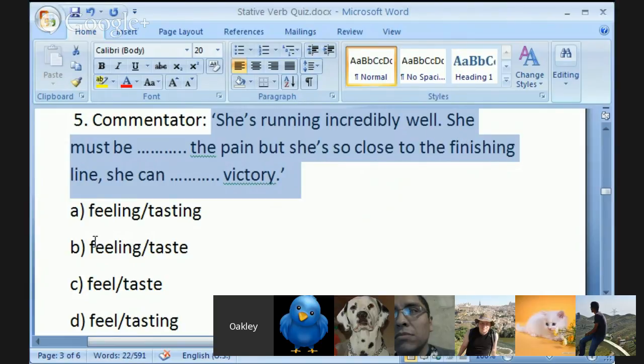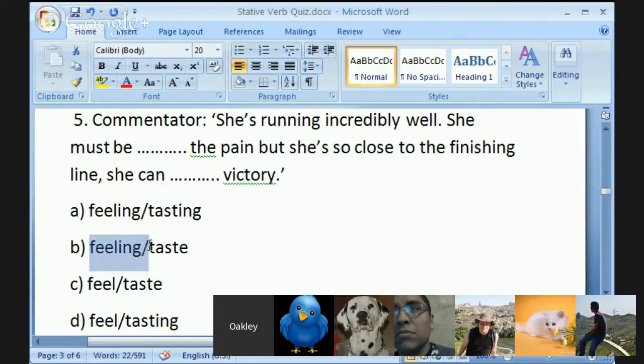She's running incredibly well. She must be, actually, it would be she must be feeling the pain. We have be here. That's your clue. She must be feeling the pain. She's having that dynamic action of feeling pain. But she's so close to the finish line. Notice British say finishing line. I'm an American. I say finish line. She can taste the victory.